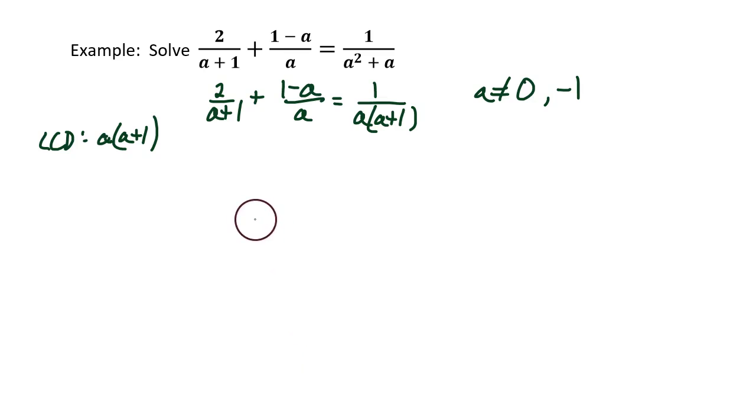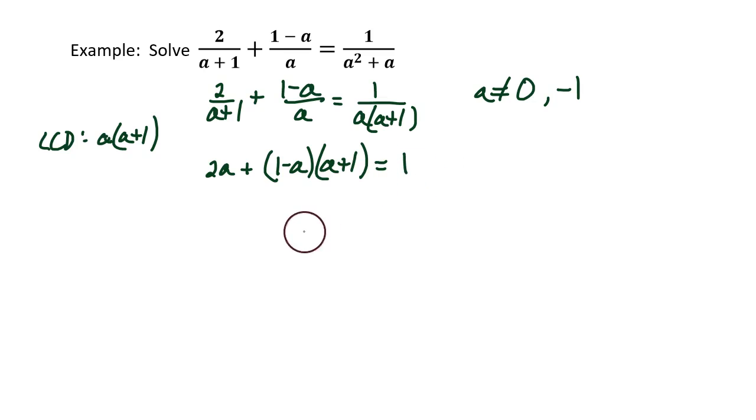Multiply every term by the LCD. When you multiply the first term by a times a plus 1, what happens with the a plus 1s? They cancel, so you really get 2 times a. When you multiply this by the LCD, what's going to cancel? It'll be the a. So what you really have is the 1 minus a times the a plus 1. In this last term, when you multiply it by the LCD, the a cancels and the a plus 1 cancels, leaving a 1.